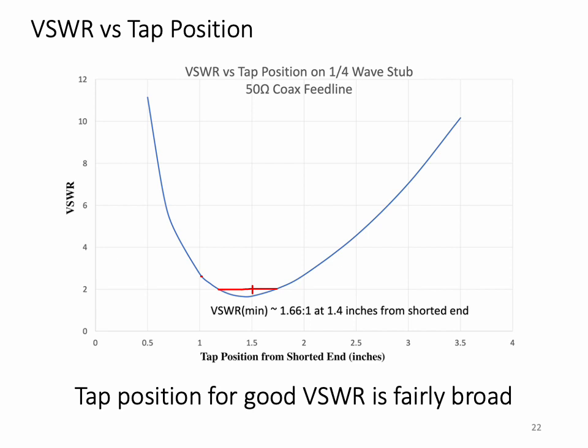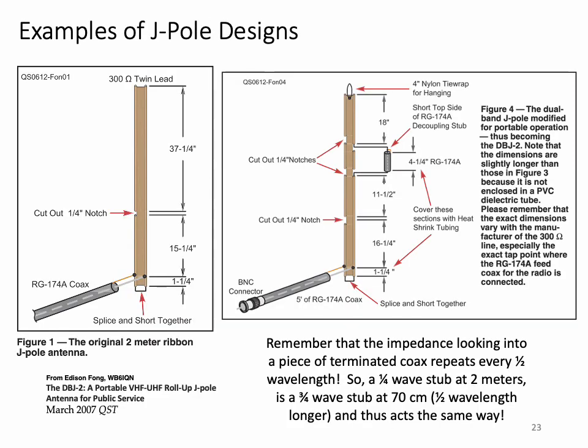These drawings are taken from Dr. Edison Fong's articles on J-pole design that were published in QST magazine. The one on the left shows the single band J-pole design that we just described, while the one on the right shows a slightly more complicated dual band design.